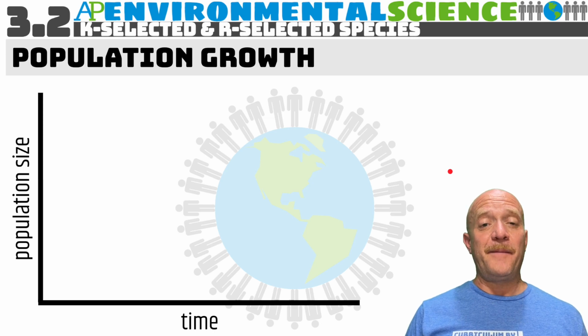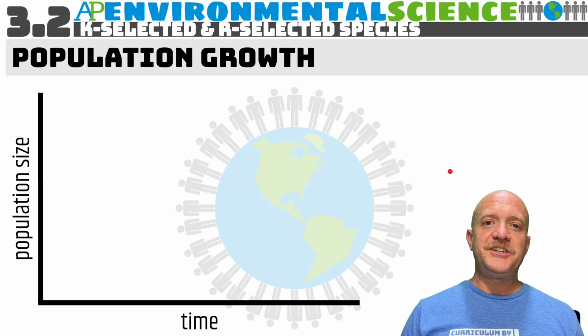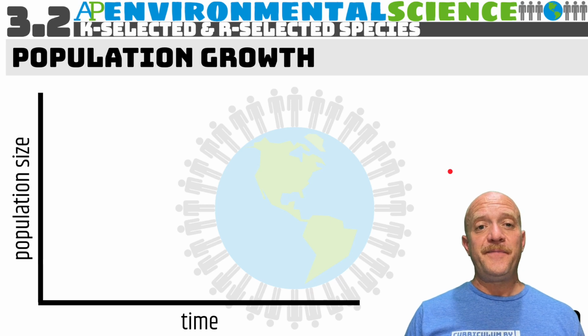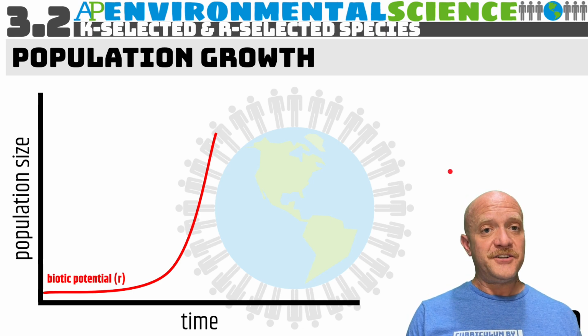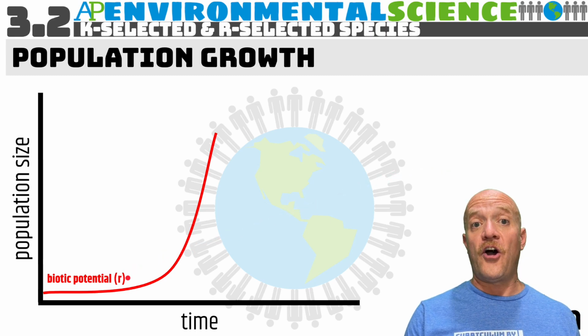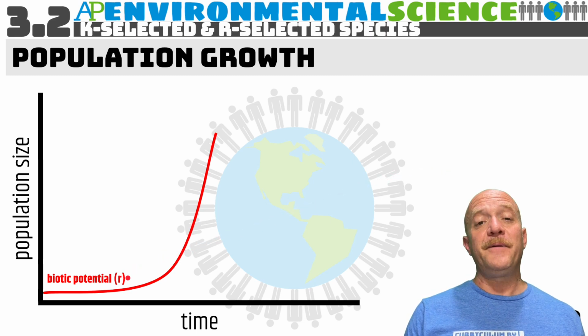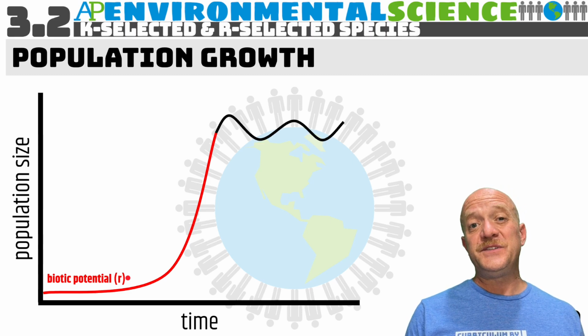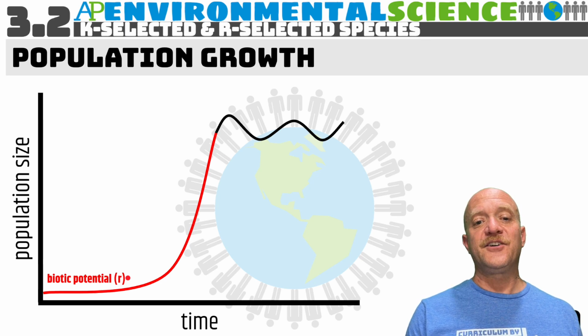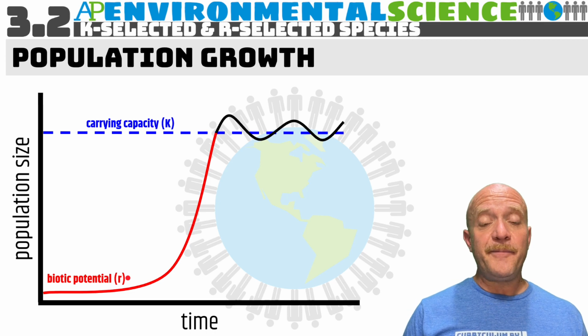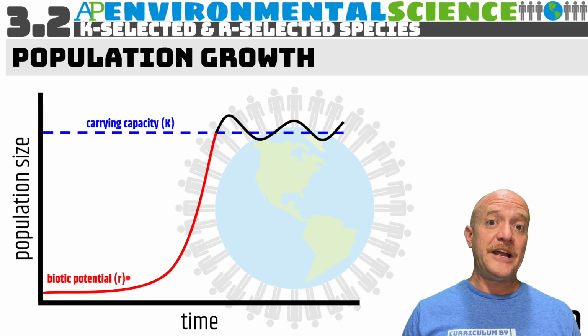Now, when we're analyzing a population over time, when a population is just starting out in an ecosystem and they have unlimited resources, the population will grow exponentially. This is often considered the biotic potential, as indicated by the lowercase letter r. At a certain point, this population will get really large, and then it will start to die off, and it may fluctuate, increasing and decreasing over time. The level at which the population peaks is called the carrying capacity, and the carrying capacity is indicated by the uppercase letter K.